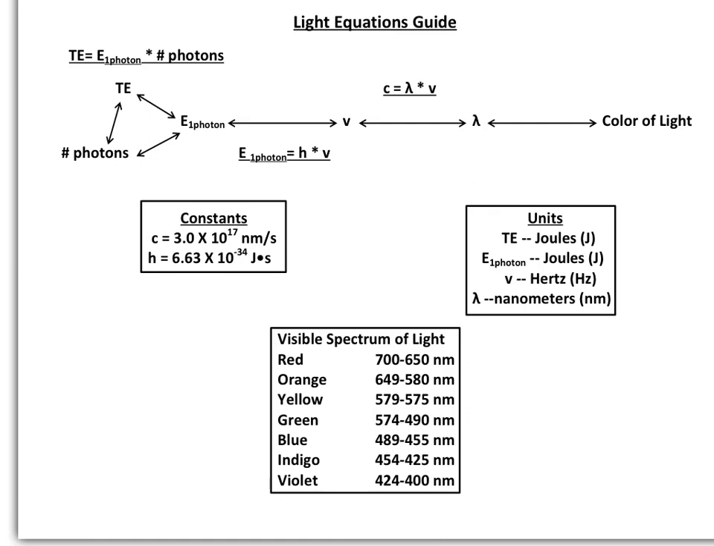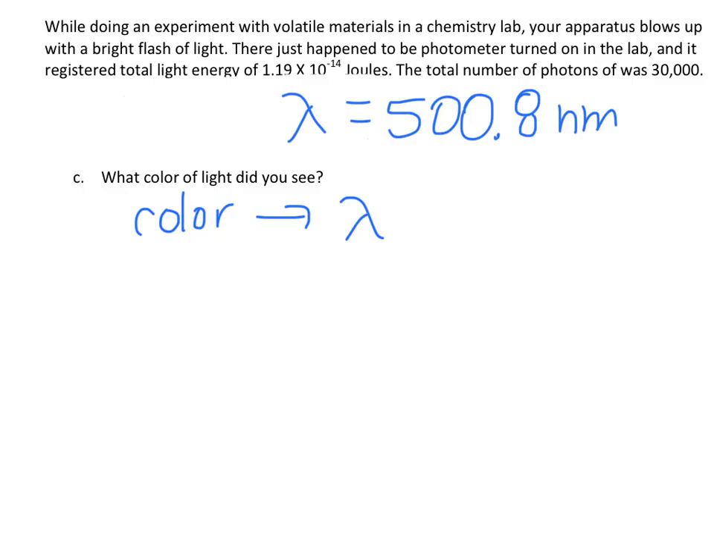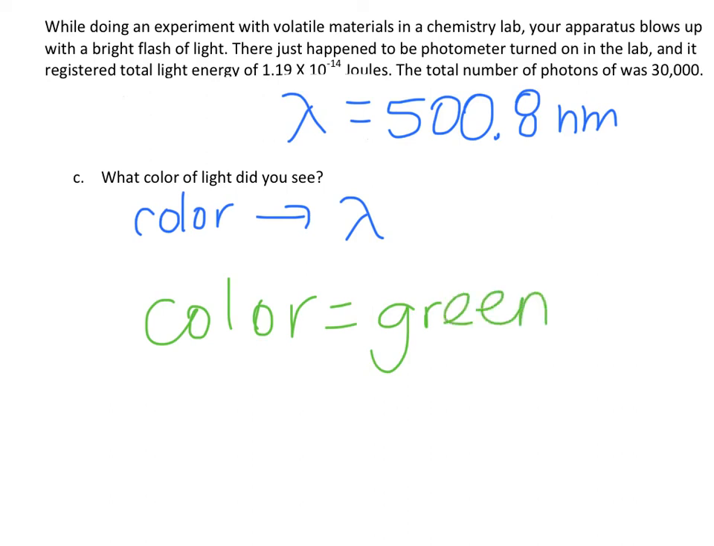Okay, so if we look, our wavelength is 500.8. If you look at the box on the bottom of your light equations guide, you need to see what range 500.8 falls in. So if you look right here, we have 490 to 574. Those are the wavelength range for green light. So our wavelength falls in this range right here. So that means our light is the color green. Okay, so based on our wavelength, our color is going to be green because it falls in the green wavelength range.